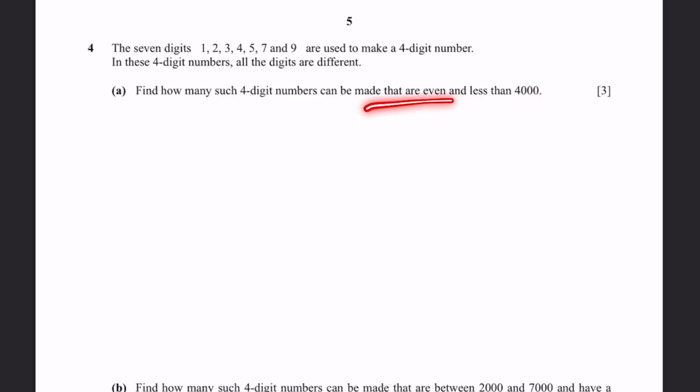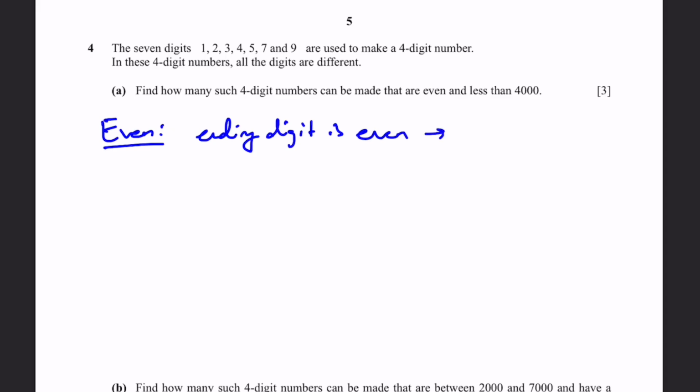Well, if the number is even, that basically means that the ending digit is even. And what are the even numbers in this list over here? Of course, since the digits are different, there cannot be any duplicates, and the only two ending digits can be 2 or 4.